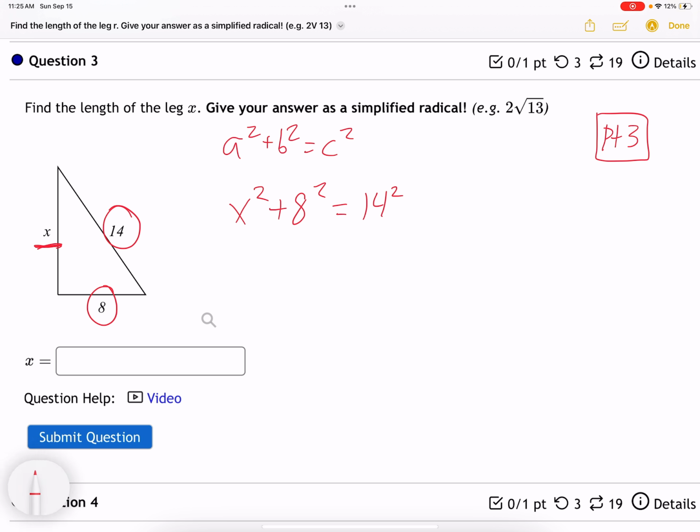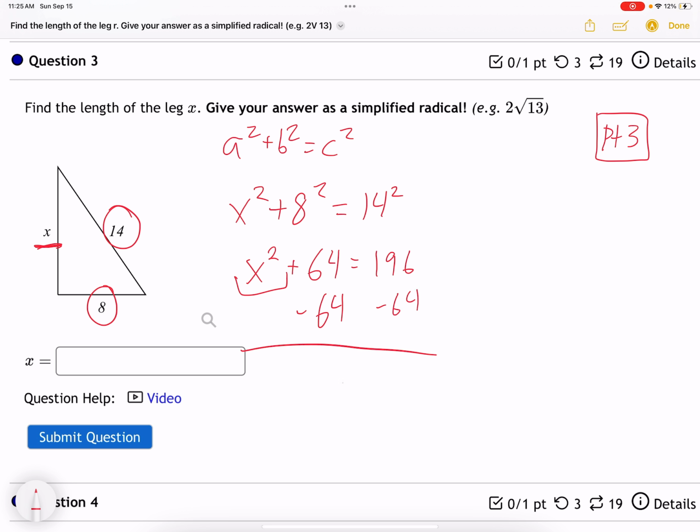Simplify each piece as we can. X squared will remain as x squared. And all we're going to do is solve this equation. X squared plus 64 equals 196. To solve the equation, we're looking to get x by itself. So first off, let's subtract 64 from both sides. X squared by itself is equal to 132. So x is the square root of 132.